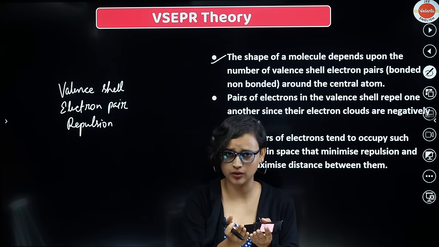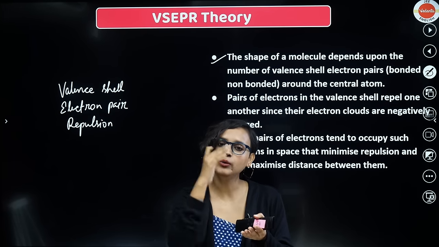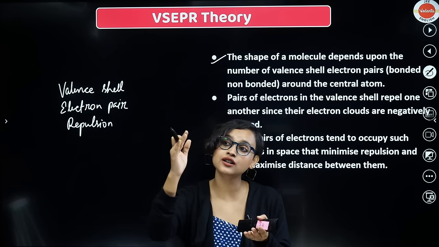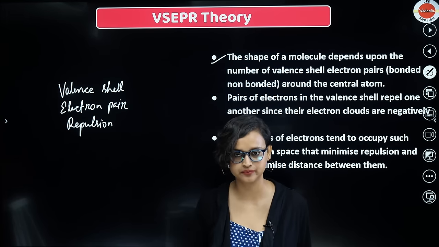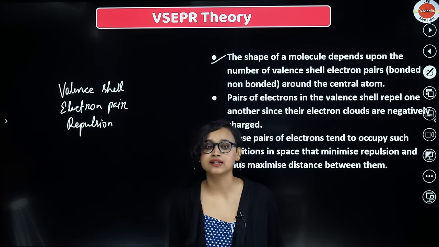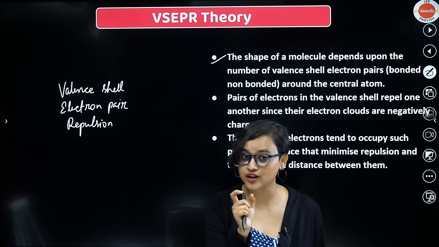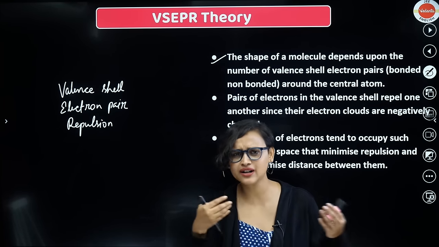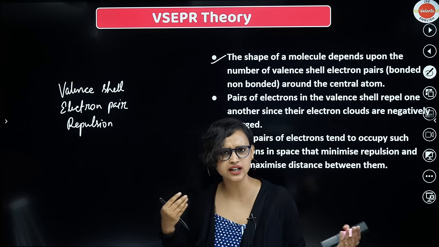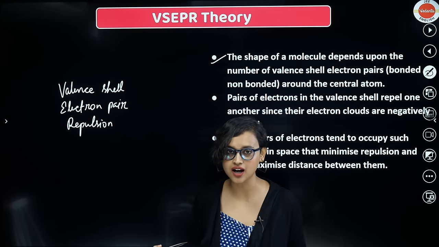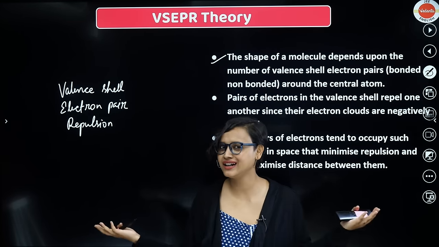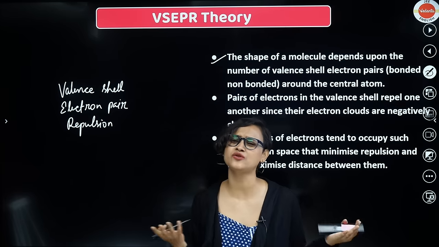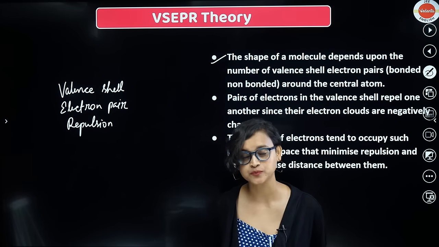What will be the shape of the molecule? It will depend on how many electrons are there in the last shell. Are they bonded? Are they non-bonded? That's it. Okay. The second one says that the pairs of electrons in the valence shell will repel one another, because obviously electron clouds are all negatively charged, and we know that like charges repel each other, right? Unlike charges attract each other, correct? We know this from the very junior grades, right?